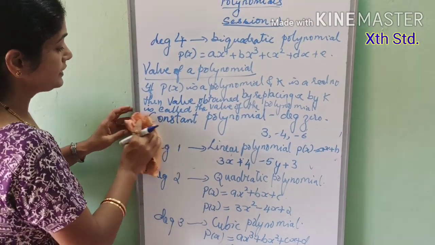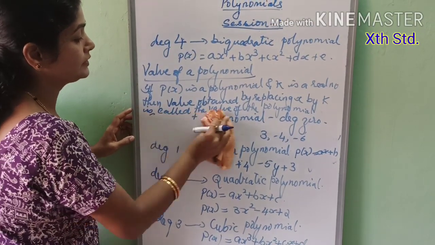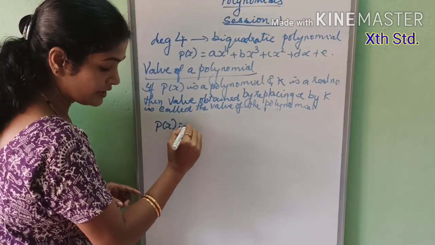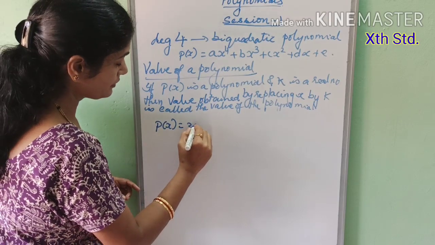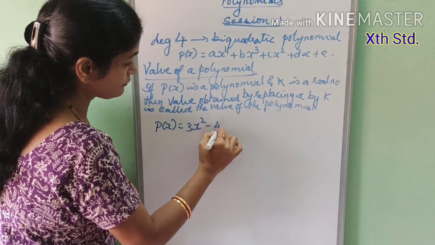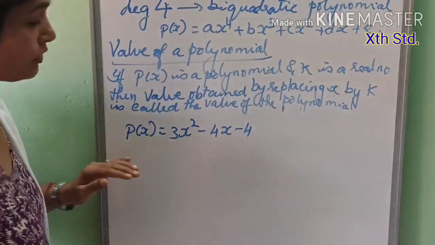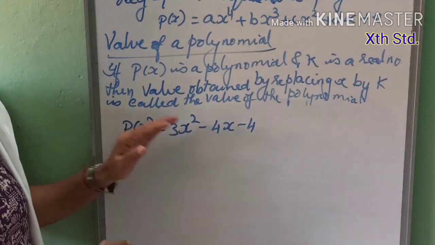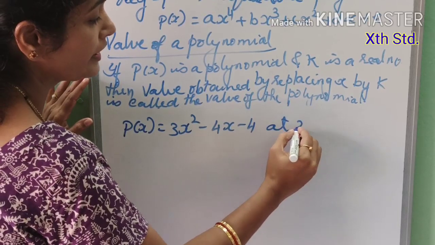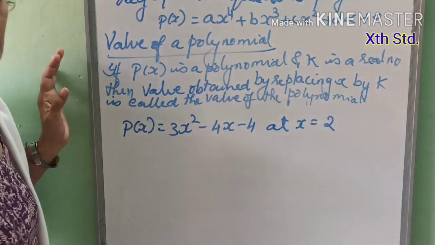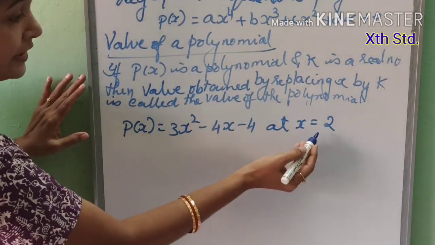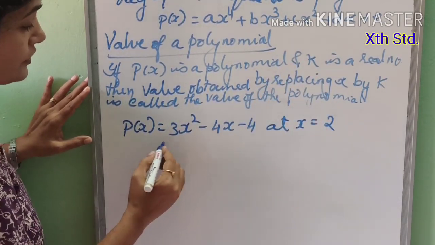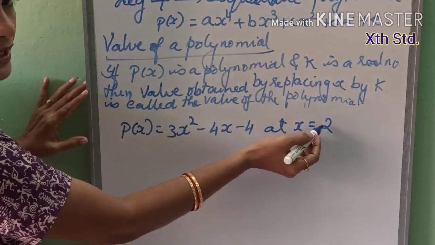Like for example, suppose I consider P of x equal to say 3x square minus 4x minus 4. Okay, and k is any real number. We will find out the value of this polynomial at x equal to say 2. So x equal to 2, here 2 acts as k as per the definition. Therefore, we will replace x by 2.